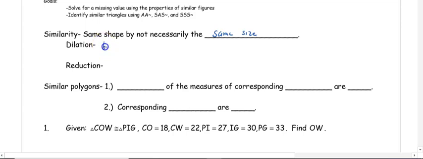We can do a dilation, which makes something bigger. We can also think of that as an enlargement. And we have a reduction, which makes something smaller. So similar polygons then, as we had talked about before, mean that the ratio of the measures of the corresponding sides are equal, and the corresponding angles are congruent.